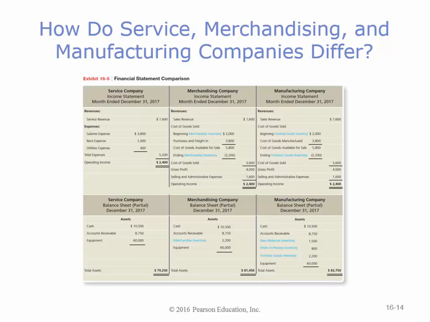So service companies don't have a cost of goods sold, right? Because they're selling a service. Merchandising companies have a cost of goods sold, and everything else is normal like you've seen. And a manufacturing company's income statement looks exactly like a merchandiser's. Where it differs is on the balance sheet, where instead of just merchandise inventory, it now has three different inventories: raw materials inventory, work in process inventory, finished goods inventory. That's it. So with a manufacturer, we have three different types of inventory. That's the big difference, okay?